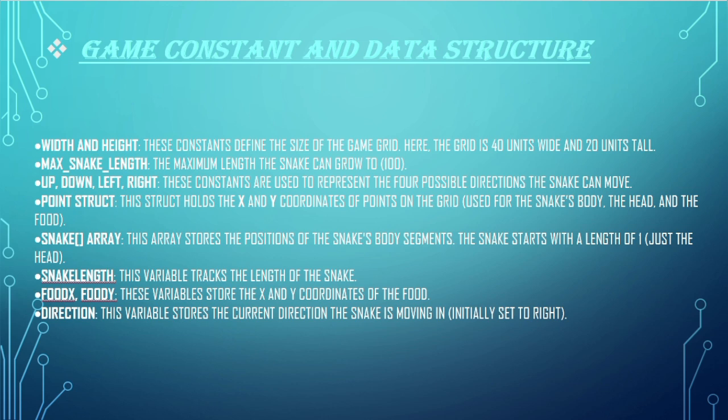The four possible directions in which the snake can move are up, down, left, and right. Then the other one is the point struct. This struct holds the x and y coordinates of points on the grid, used for the snake's body, the head, and the food. Snake array: this array stores the positions of the snake's body segments. The snake starts with a length of 1, just the head. Snake length: this variable tracks the length of the snake. Food x, food y: these variables store the x and y coordinates of the food. Direction: this variable stores the current direction the snake is moving in, initially set to right. Now let's move on to the next slide.